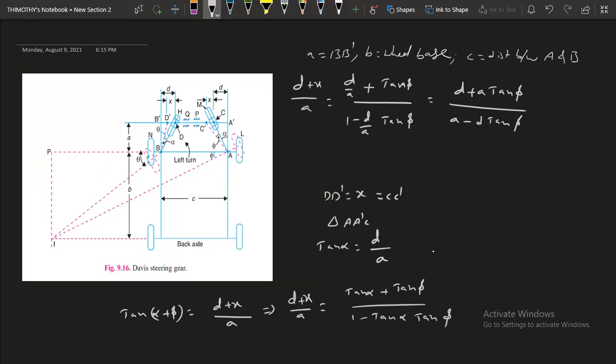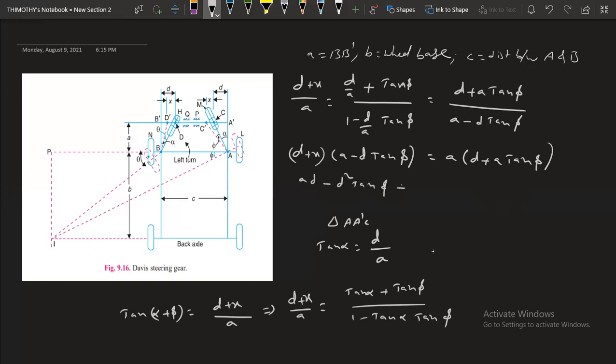Now cross multiply. Then I will get D plus X into A minus D tan phi is equal to A into D plus A tan phi. So multiplying: AD minus D square tan phi plus AX minus DX tan phi is equal to AD plus A square tan phi. Now AD and AD get cancelled.